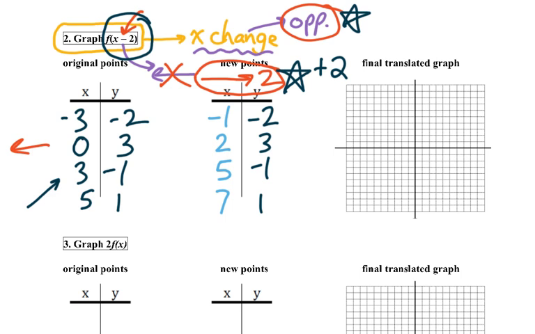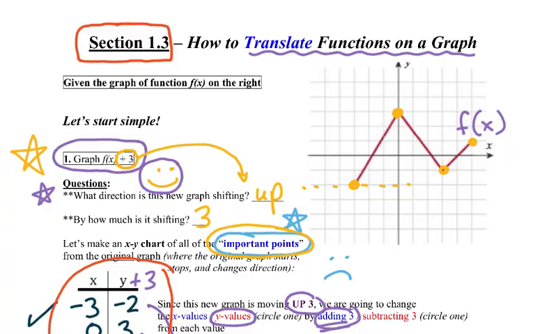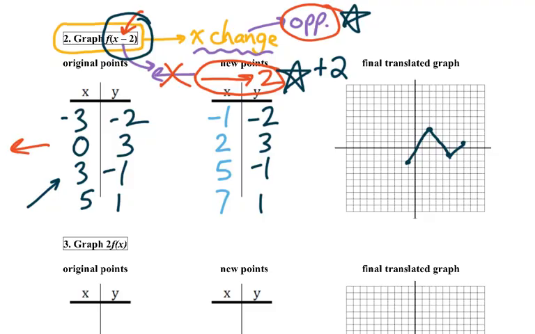Let's see how that looks. I'll graph them over here on the right side. So we get negative 1, negative 2. We get 2 comma 3, 5 comma negative 1, and 7 comma 1. Okay, shall we connect them? Here we go. Again, if I compare it with the OG up here, it does look like it moved over 2. That means we got it.